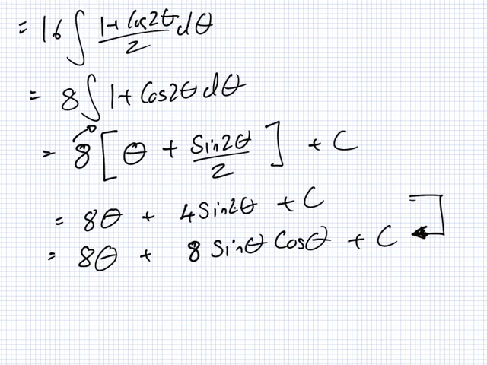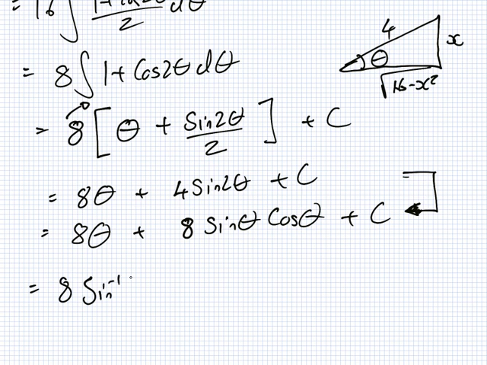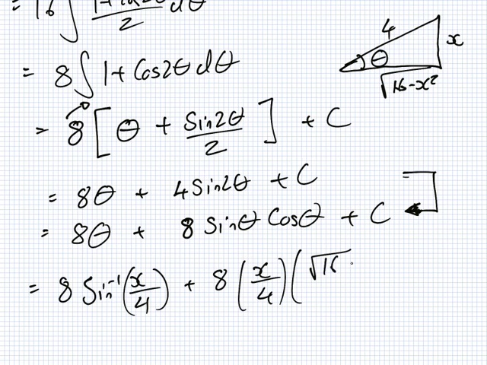Now why am I doing that? Because if I think back to my triangle at the very start, I said the relationship I'm making for theta is that theta is the angle in a triangle whose sides are x and 4 and root 16 minus x squared. So in this triangle, what's theta? Well, you could say theta is sine inverse x over 4. And here, what's sine theta? Sine theta is x over 4. And what's cos theta? Root 16 minus x squared over 4, plus c.